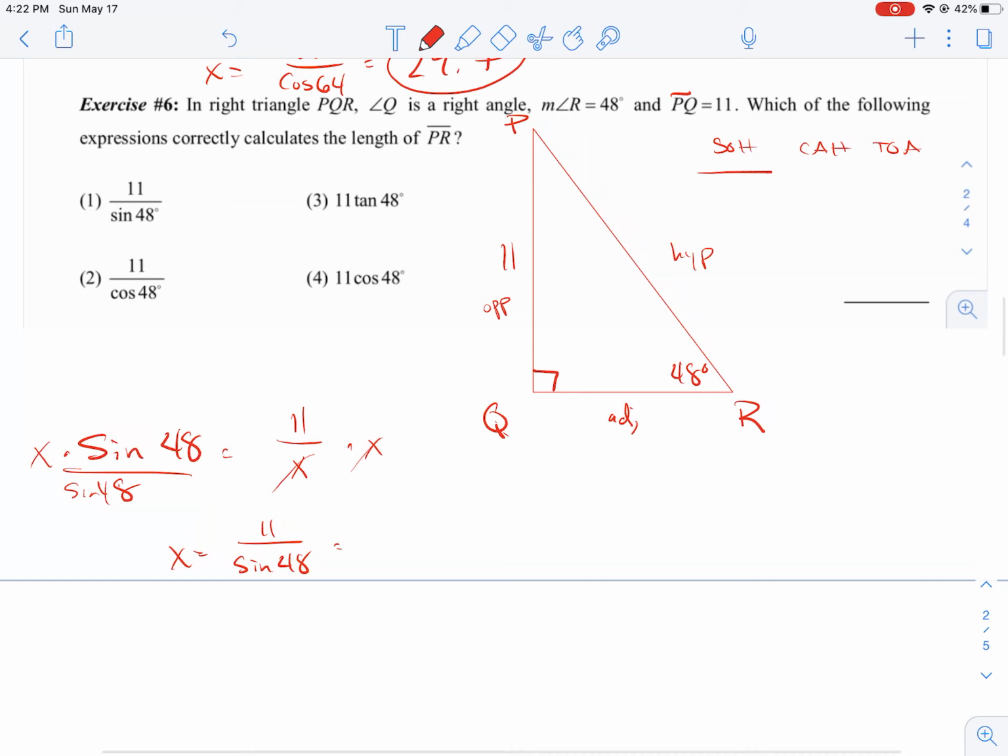Well, actually that's not even what it's asking. I'm sorry, we don't even have to do that. Which expression? Perfect. We're done. Right there. Right? That's how we find it. Okay.